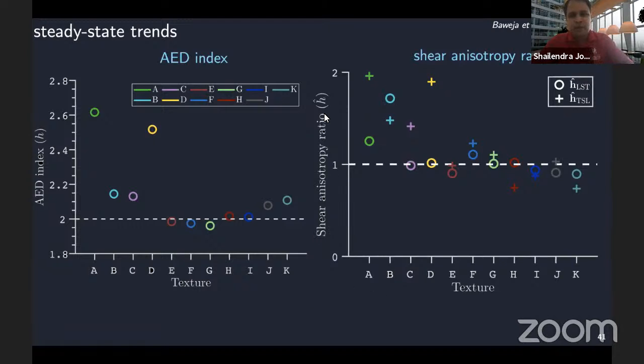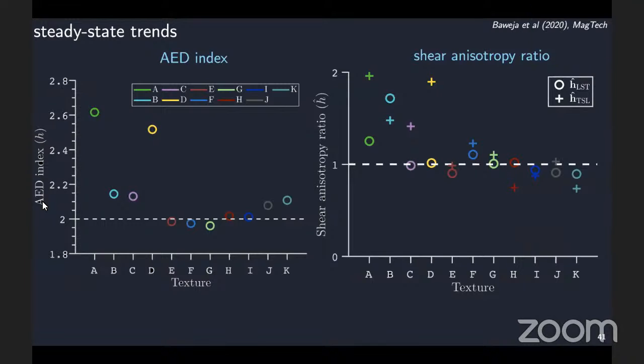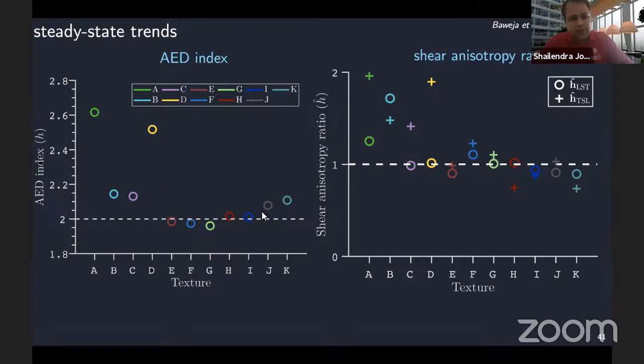Similarly, the shear anisotropy ratios are plotted with respect to texture, A being the strongest texture, K being the weakest texture. And what we observe is a very interesting trend. Insofar as the metric for indicating the potential role of anisotropy on damage by void growth is concerned, there is a non-monotonic behavior that we see. Strongest textures seem to be resistant to void growth. Similarly, weakest textures seem to be resistant to void growth.